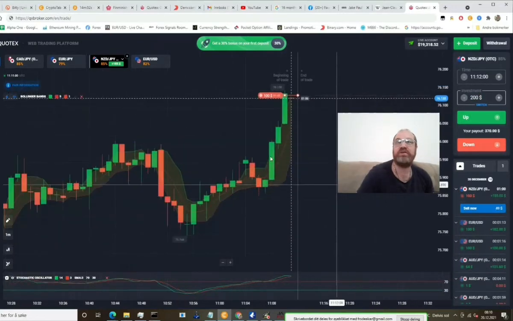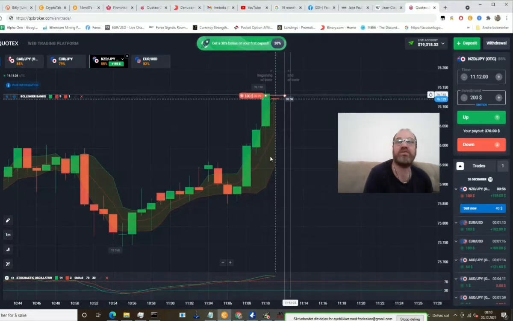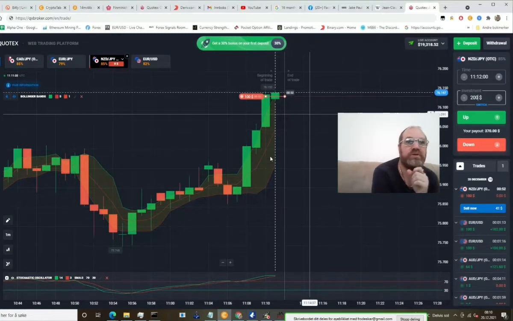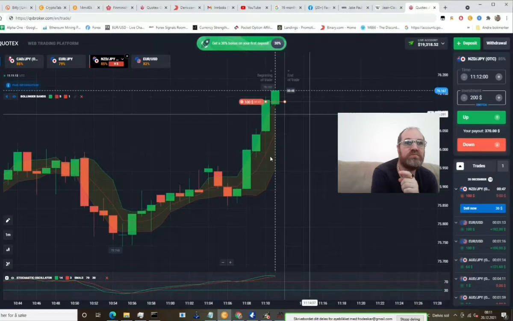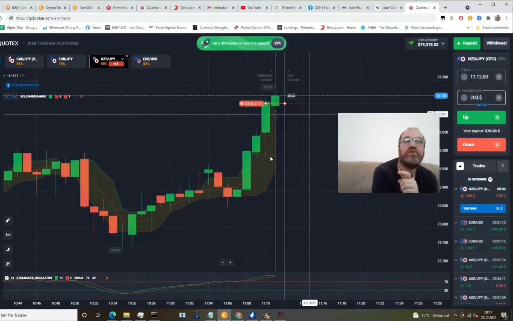The reason I did not like it is because we did not have an area that says this is a support area. So it's a little scary. We can continue up. I would not typically have taken this trade, but let's see how it goes. Now there are 44 seconds left.